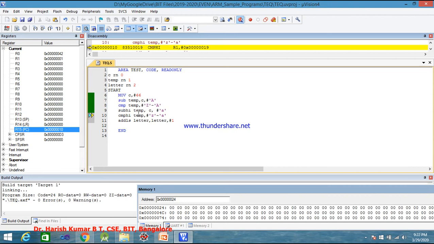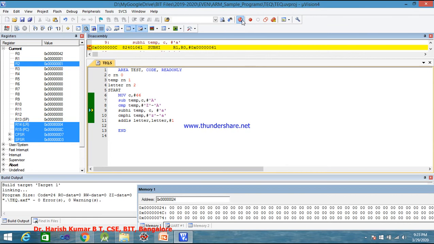Yeah, temp was 1 only, correct? It is 1. Temp is not further updated. Now compare I, and nothing will happen. Now it will add. Now R2 will become 1. That means it's a letter.